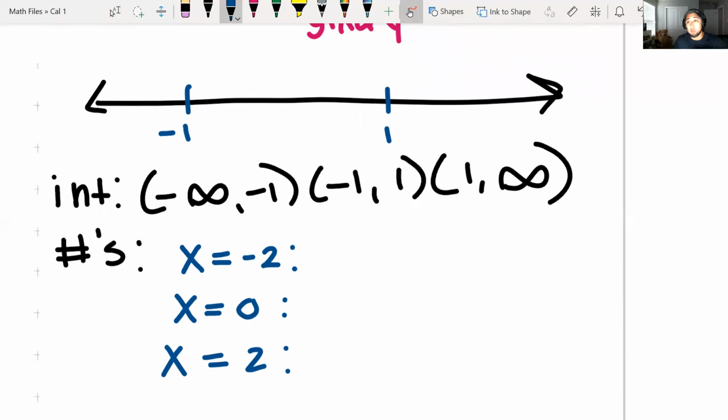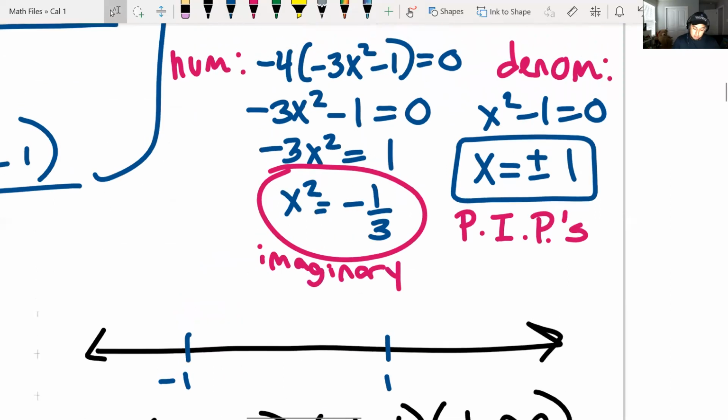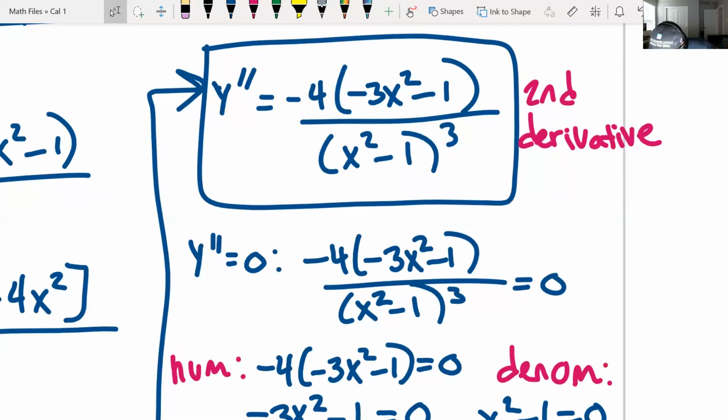This is a sign chart for the second derivative. So plug these into your second derivative. F double prime of -2, F double prime of 0, F double prime of 2. So I will now look at my second derivative and type that into my calculator. I need to turn my light on.